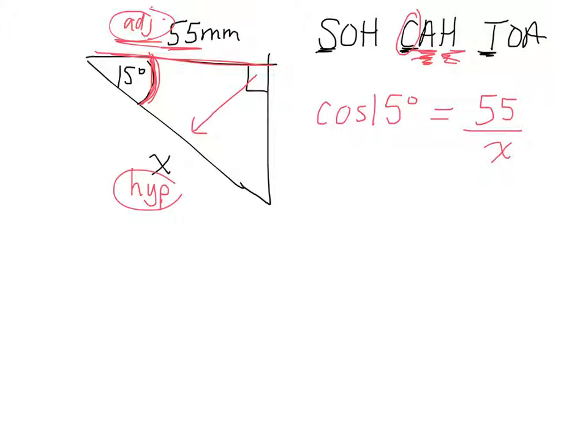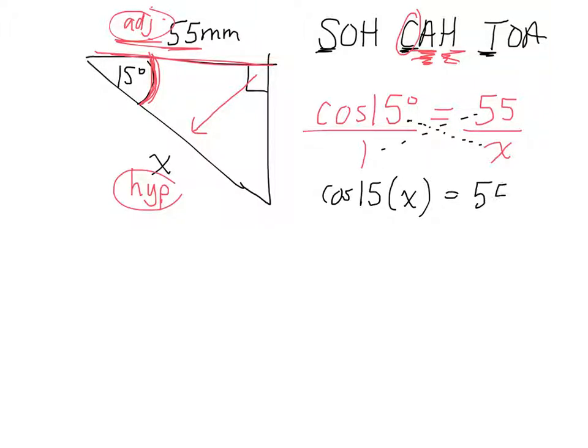Adjacent over hypotenuse. Can I write this over 1? Yes, you can. Cross multiply. This one's a little different. So it's cos 15 times X. How do I write cos 15 times X? Cos 15 X, right, okay, equals, what's 1 times 55? To isolate X, what do I need to divide by? Cos 15, yes. So what do I need to do to the right side? Divide by cos 15.